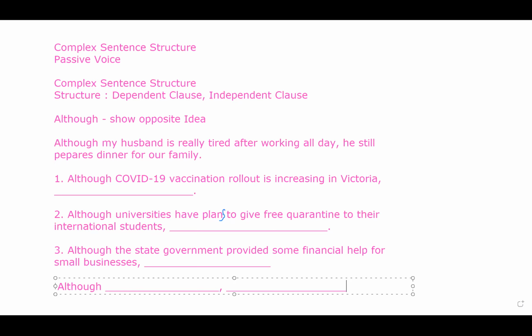There are still some business that are not qualified. There are still some business that are not qualified. Oh, they are not qualified.